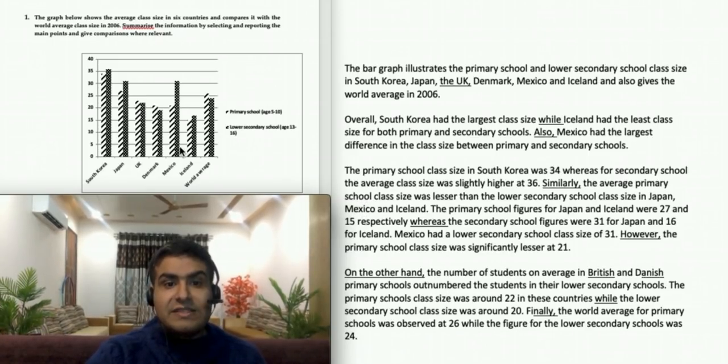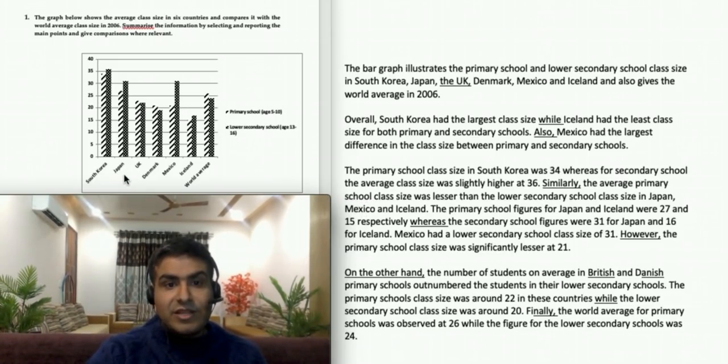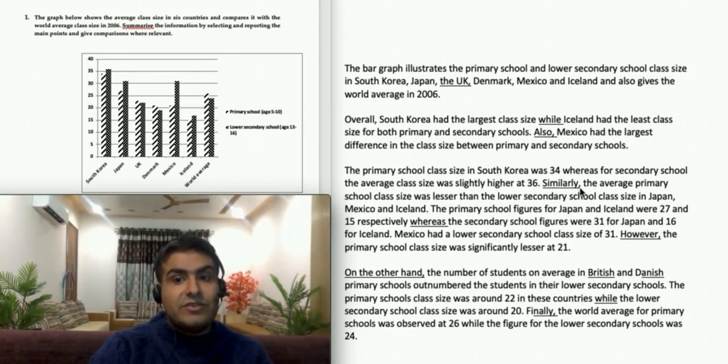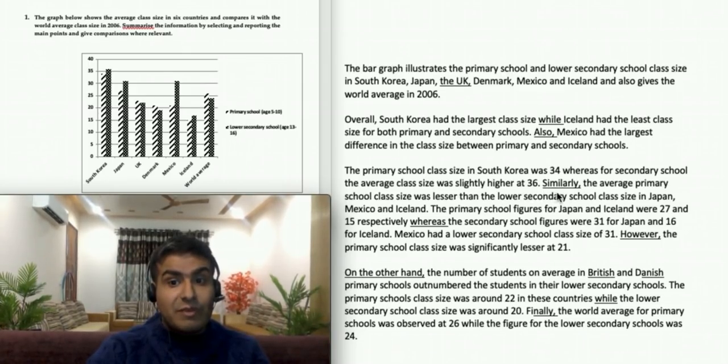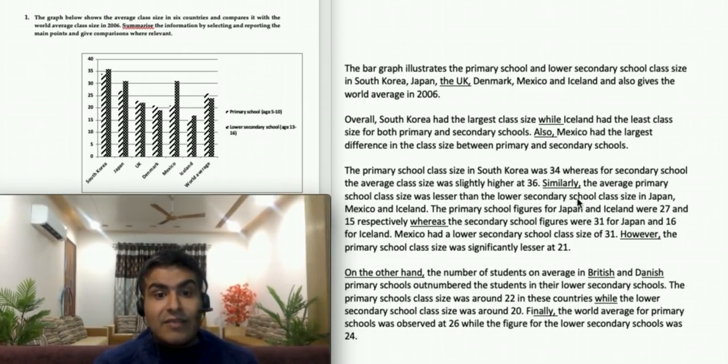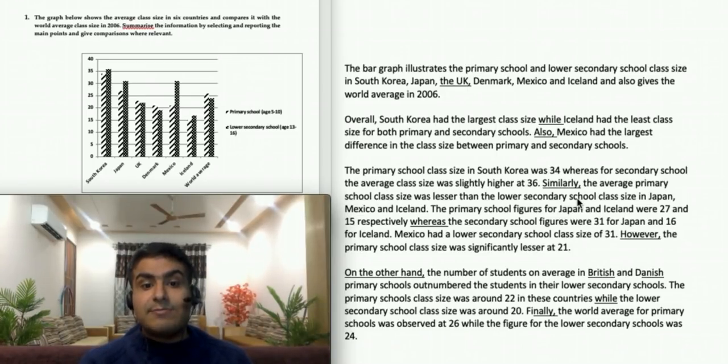So first I give the data for South Korea, then I say similarly in Japan and Mexico and Iceland also the same trend can be seen. So this is the way I've done. If you can see my connectors, I've written the connectors similarly here because I want to say the same trend is being followed. But a mistake that some of my students do is they don't explain their connector.